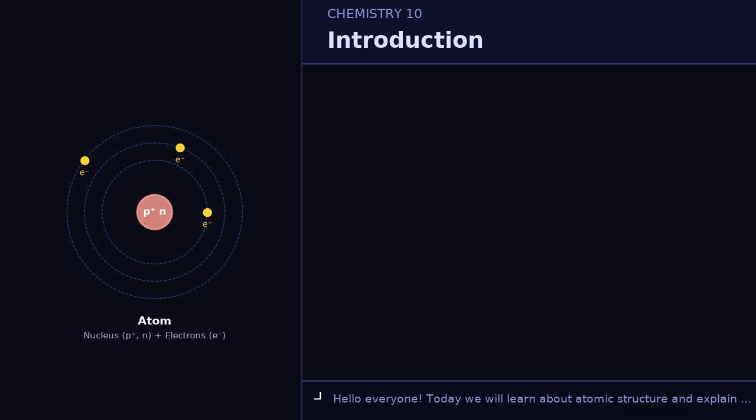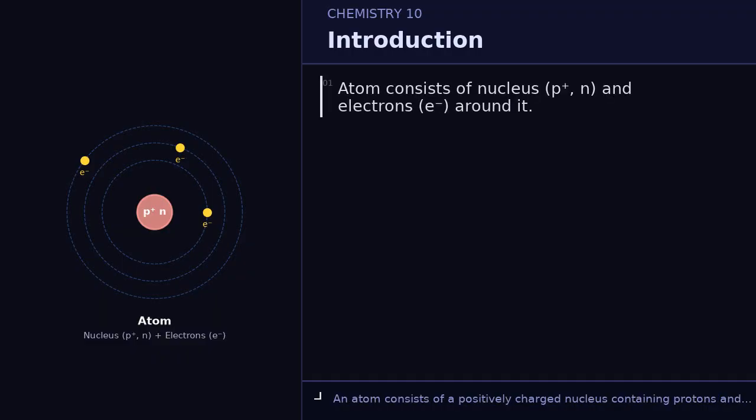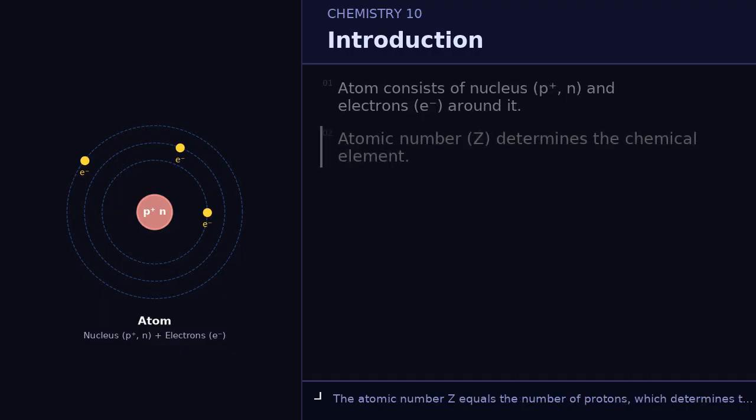Hello everyone. Today we will learn about atomic structure and explain chemical phenomena. An atom consists of a positively charged nucleus containing protons and neutrons, and electrons moving around the nucleus. The atomic number Z equals the number of protons, which determines the identity of the chemical element.